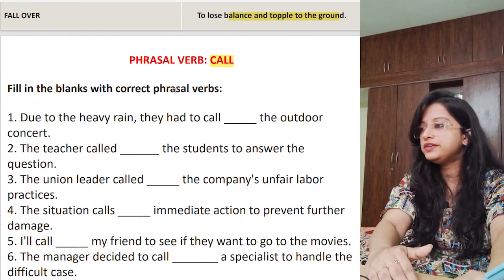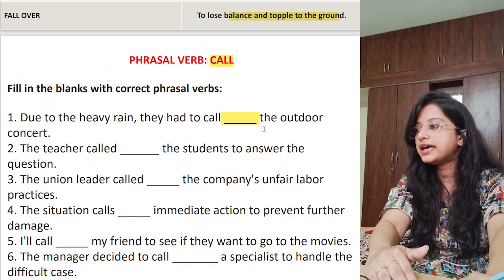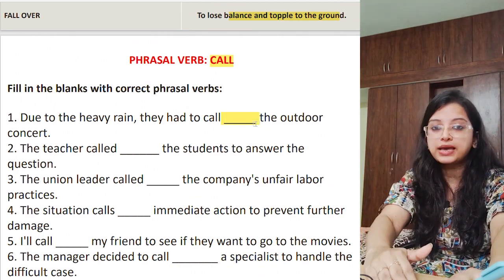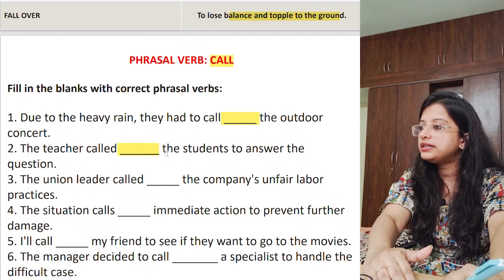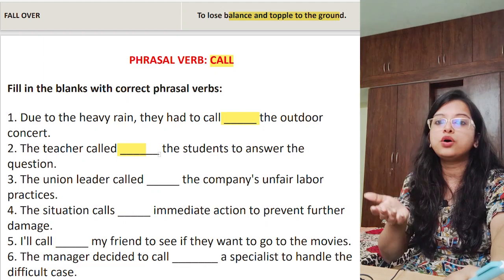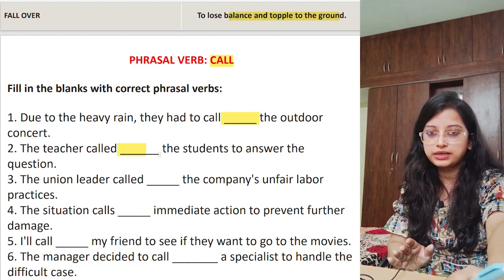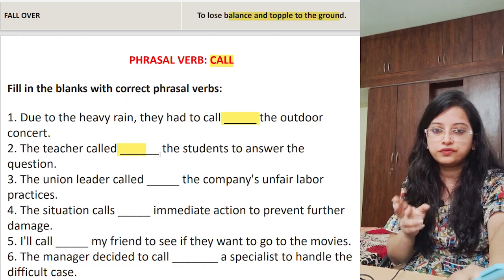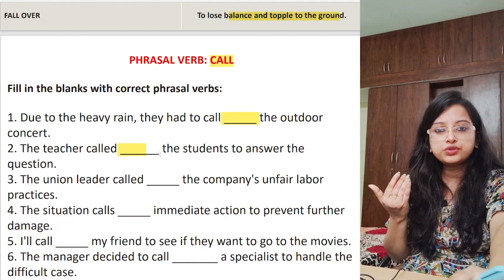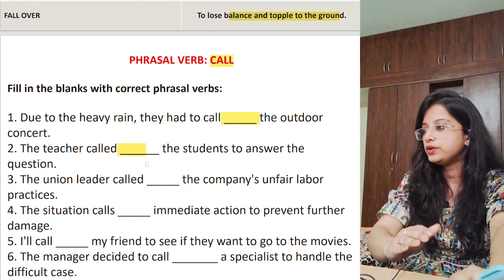Due to the heavy rain, they had to call dash the outdoor concert. So call off, meaning to cancel. The teacher called dash the students to answer the question. Called on the students or called upon the students, both are correct. Even if you are writing any one of these two, you will get full marks. So call upon the student, call on the student, give me the answer, okay, and your question.